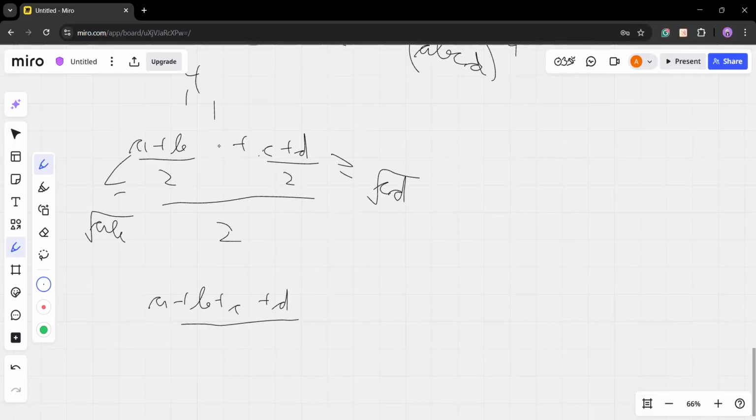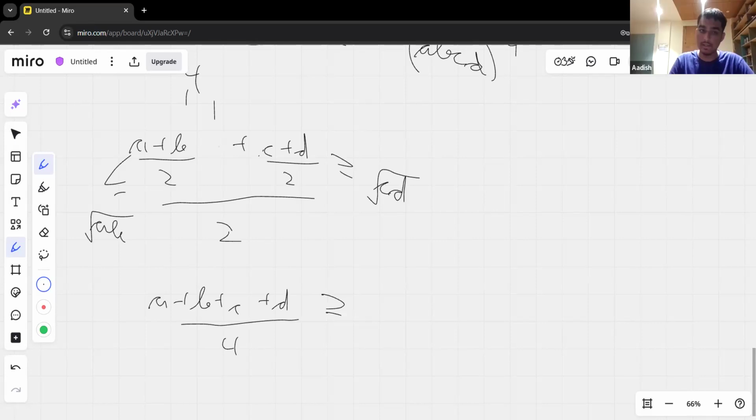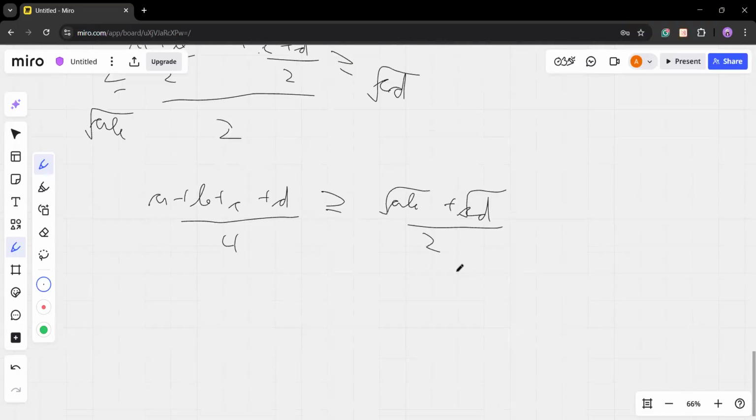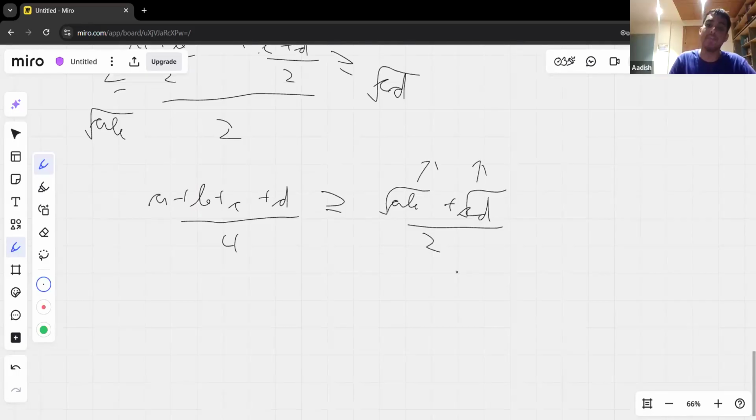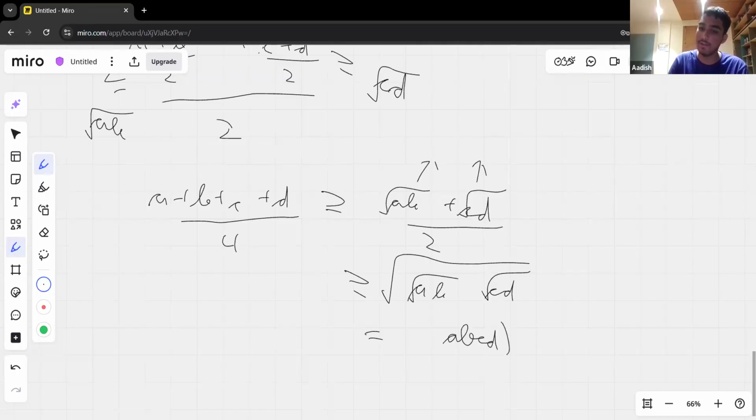So (a + b + c + d)/4 will be greater than or equal to (root ab + root cd)/2. And now, this is the arithmetic mean of root ab and root cd. So this will be greater than or equal to the square root of the product of root ab and root cd, which is just equal to (abcd)^(1/4).